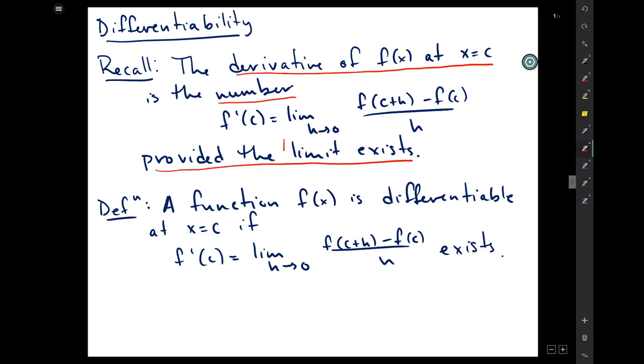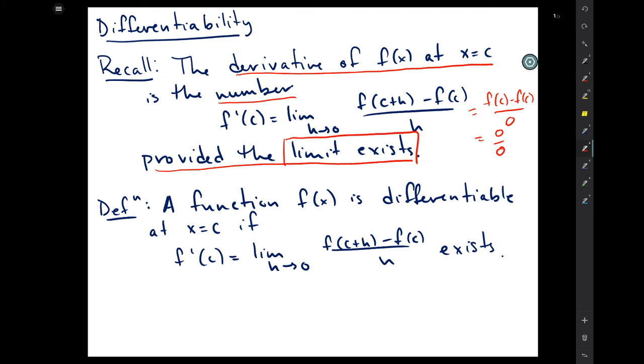And so this is kind of a big deal, right, the limit existing, because if you plug in h equals 0, this limit is going to be f of c minus f of c divided by 0. These limits always have the form 0 over 0, which is an indeterminate form. So these limits may or may not exist depending on what f is and depending on what c is.